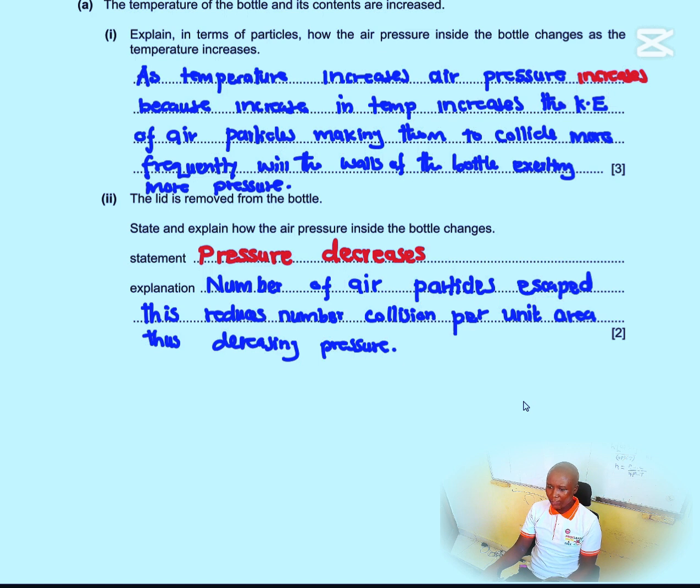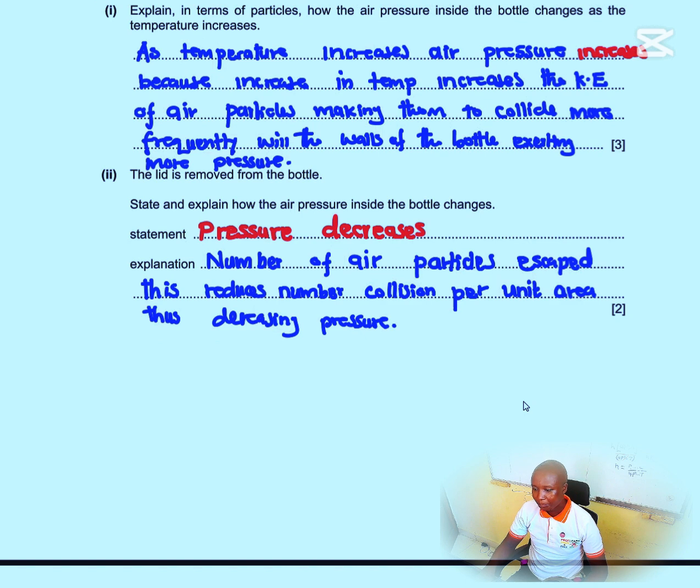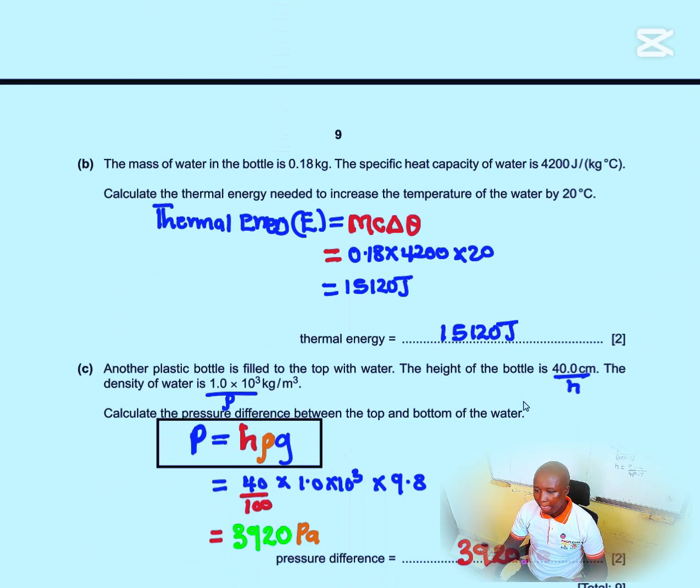So let's move down. We are told that the lid is removed from the bottle. State and explain how the air pressure changes. If the lid is removed, some of the air particles and molecules are going to escape from the container. So we are going to have fewer particles inside the container, so there will be fewer collisions on the walls of the bottle. This is going to result in a decrease in pressure.